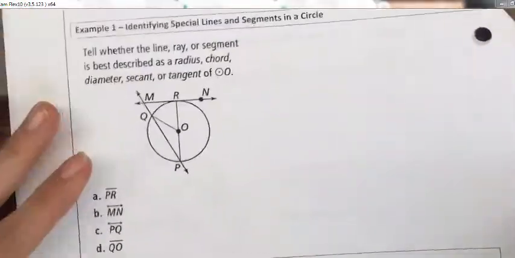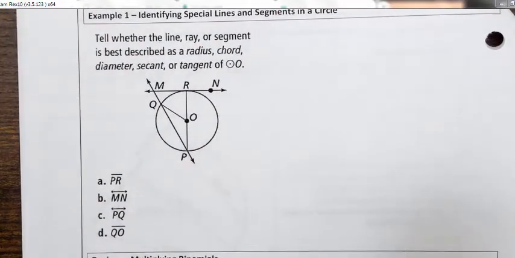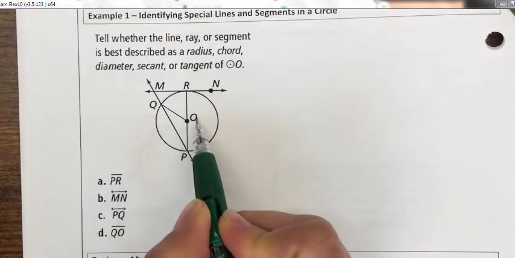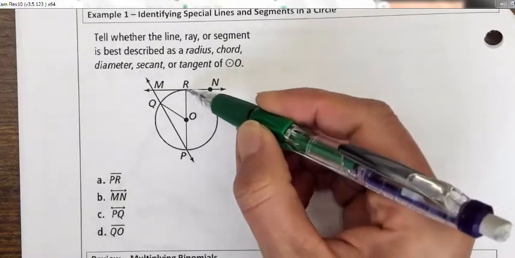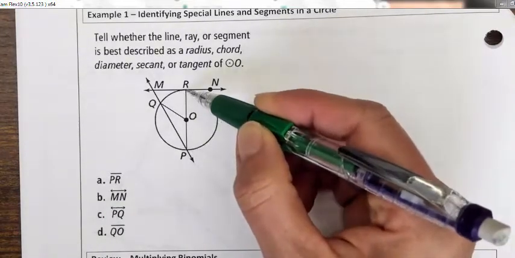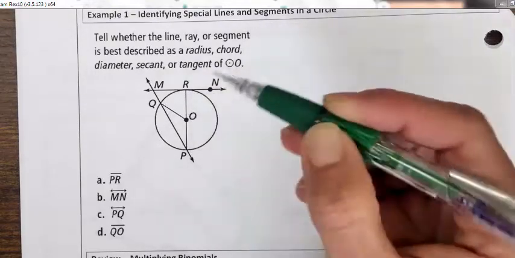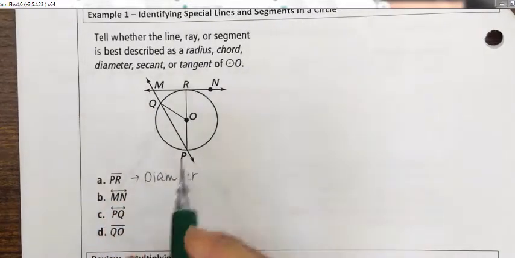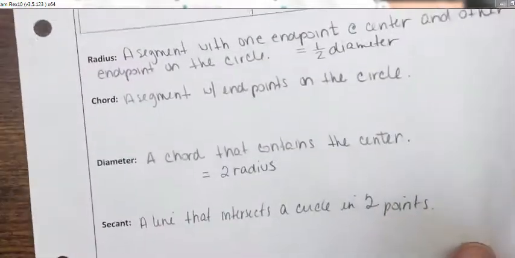All right, let's do example 1 then. Tell whether the line, ray, or segment is best described as a radius, chord, diameter, secant, or tangent of circle O. So this is circle O because its center is O. Looking at segment PR, this segment has both endpoints on the circle, which tells us that it's a chord, but it goes through the center. So it's a special kind of chord. This is the diameter. And if at any point you're confused about why I'm writing this, go back and look at the definitions that we just wrote.